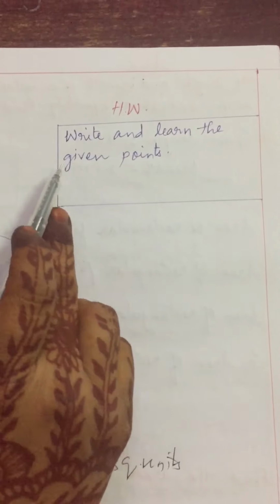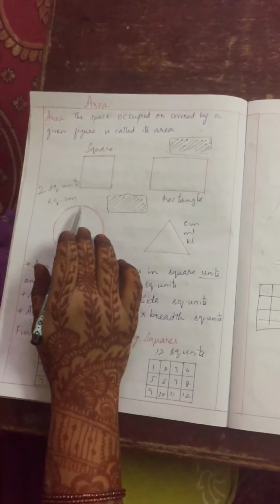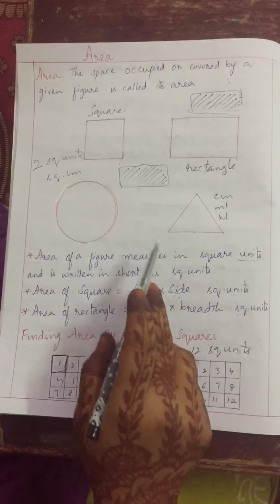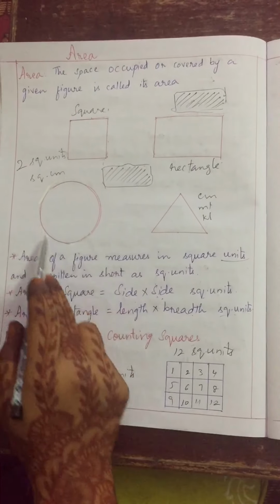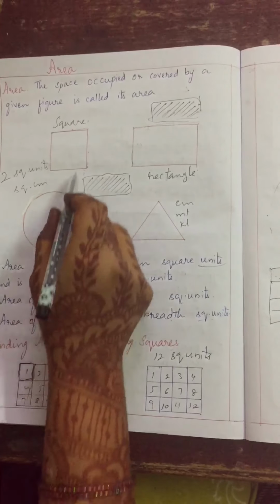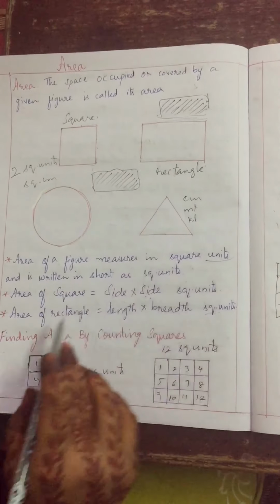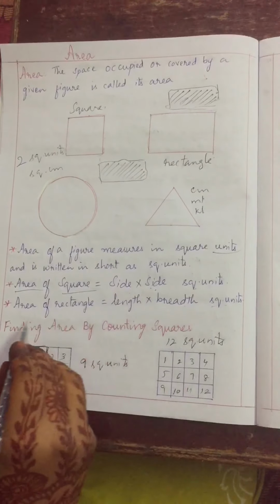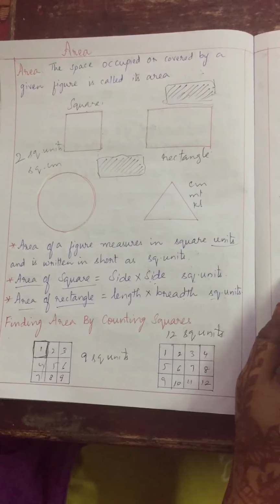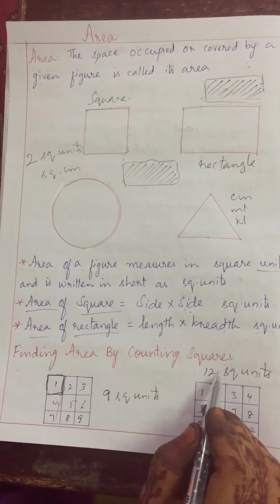Now today your homework is to write and learn the given points. Here we discussed some points. You need to learn those points and you need to write and draw these figures carefully using a scale. Not for the circle. The circle you have to draw by taking a bangle of your mother, or with a coin you can draw the circle. Square, rectangle and triangle you draw using a scale, and learn the formulas: area of square formula, area of rectangle formula. And take some figures of your own, draw the square boxes in them and find the area of those figures by counting the squares. Clear children?